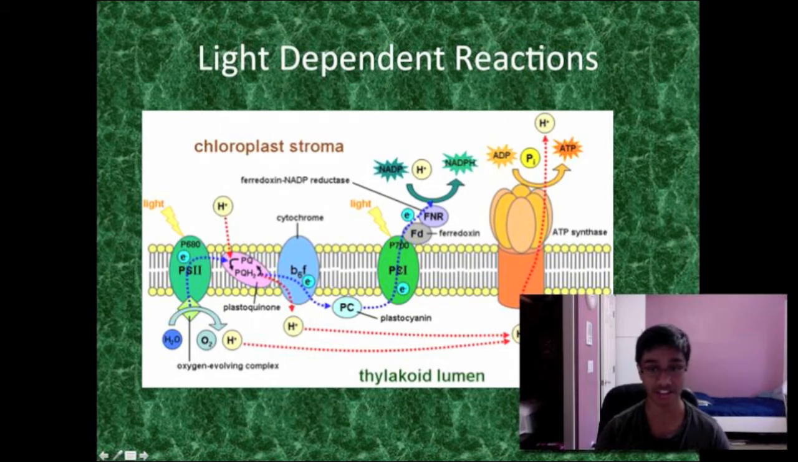This is non-cyclic phosphorylation, while the point of cyclic phosphorylation is to create ATP. ATP is needed more within a plant cell than NADPH, so this cycle is undergone to create this needed ATP for the Calvin cycle to occur.